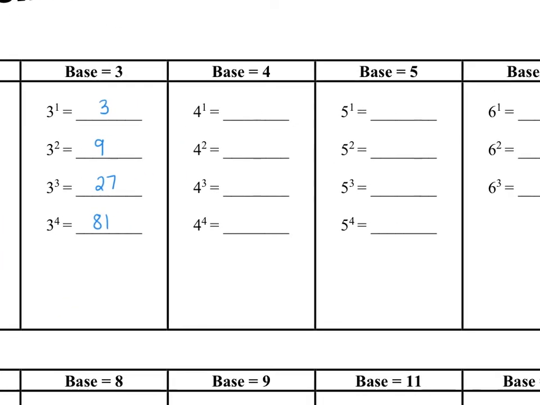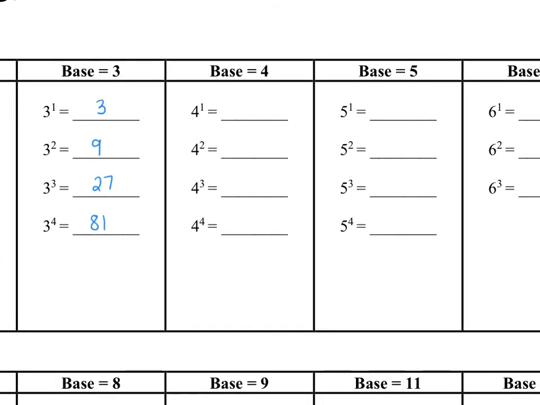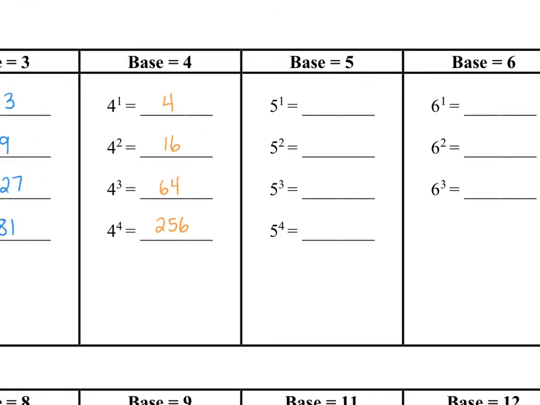And base 4 and base 5, you should also be able to go up to an exponent of 4. So the base of 4, this would be 4, 16, 4 to the 3 is 64, and 4 to the 4 is 256. Base of 5, that would be 5, 25, 125, and 625.